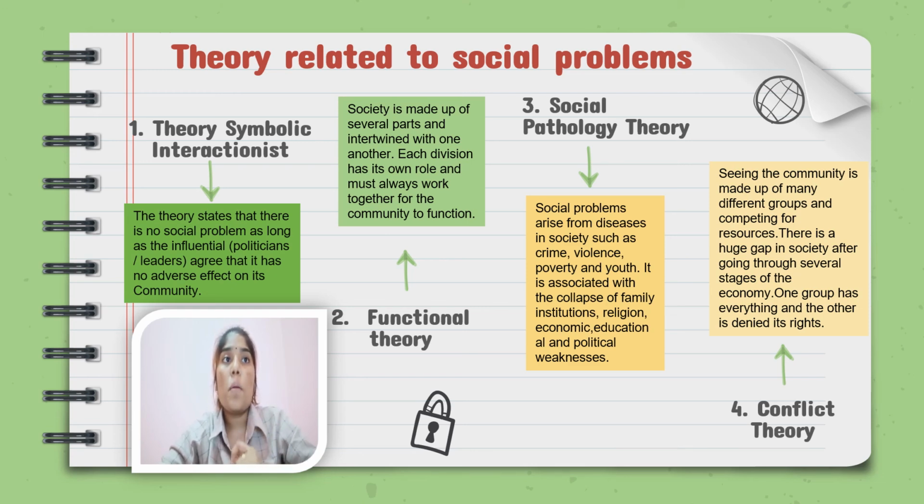Third is social pathology theory. Social problems arise from disease in society such as crime, violence and youth problems. It is associated with the collapse of family institution, religion, economics, educational and political weakness. Fourth is conflict theory. Seeing the community is made up of many different groups competing for resource. There is a huge gap in society after going through several stages of economy. One group has everything and the other is denied its rights.